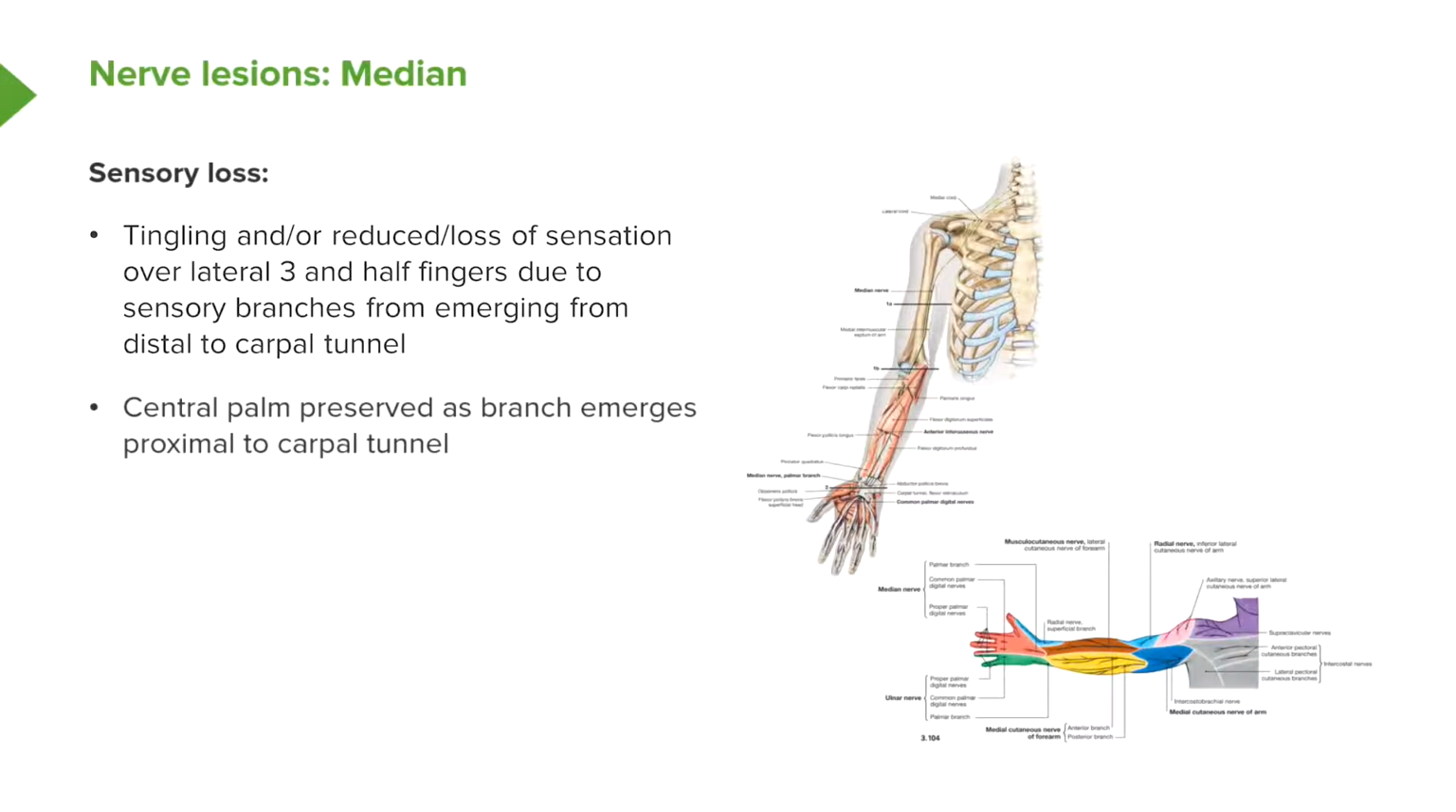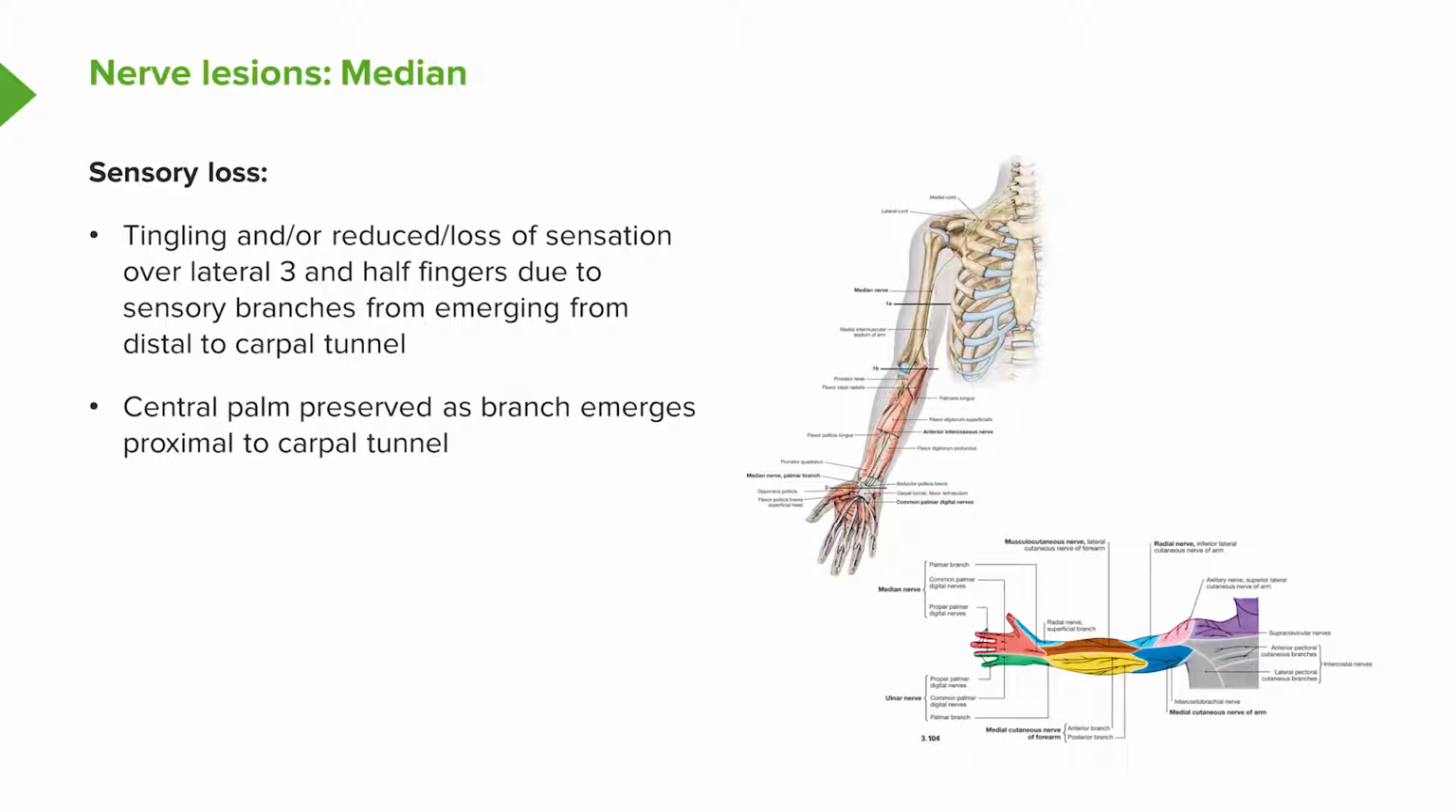Sensory loss: you'll have tingling or reduced sensation over the lateral 3.5 fingers. We can see that here. Sensory loss over fingers 1, 2, 3, and the lateral surface of finger 4 due to sensory branches from the median nerve emerging distal to the carpal tunnel. So these sensory branches coming from the median nerve that supply these fingers come once it's past the carpal tunnel, so they will be damaged, and you'll have that tingling, reduced sensation.